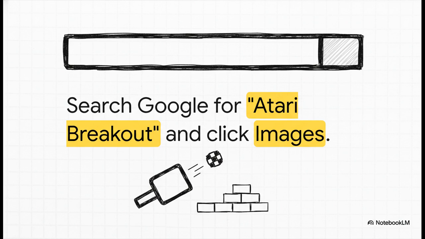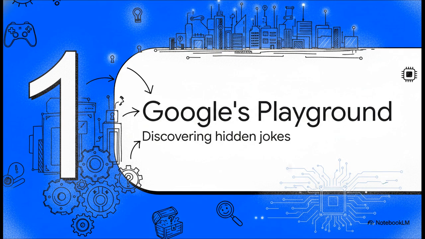Now, this isn't a bug or some kind of glitch. It's a deliberate, hidden surprise. And that little game is our entry point into what I like to call Google's secret playground. Let's take a look around and see what these hidden features are all about.